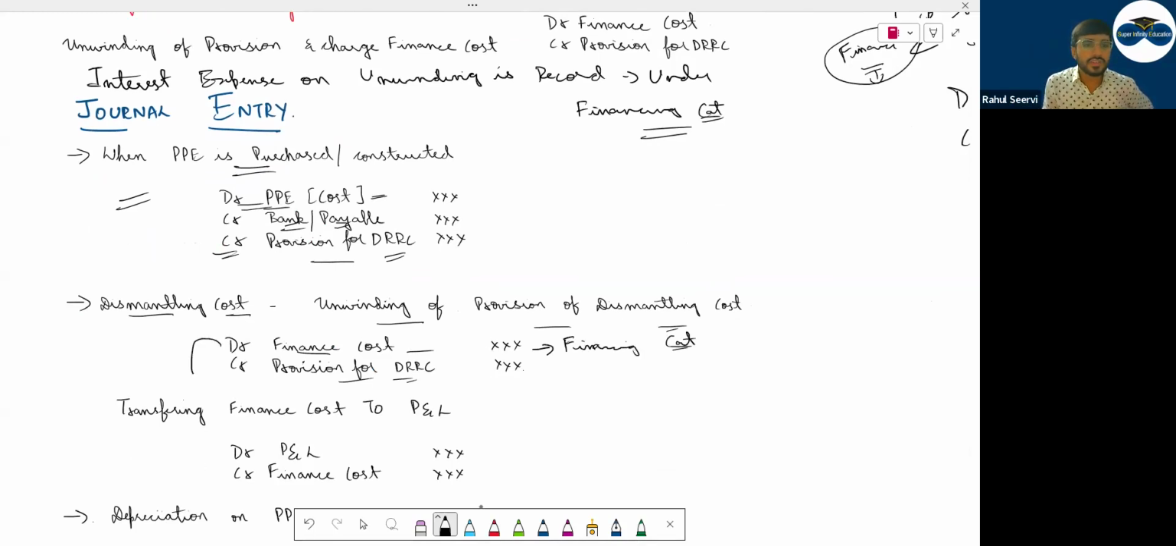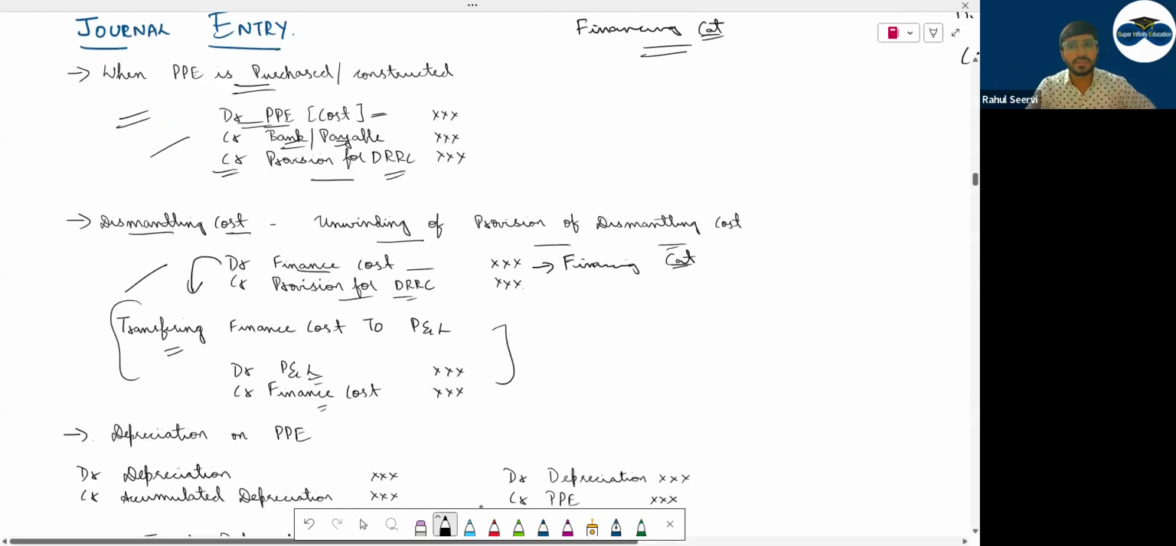Then when you transfer this finance cost to P&L, debit P&L, credit finance cost. You reduce the finance cost balance and you take it into P&L. It's only a transfer entry, but this is important. These two journal entries are important. Is this also clear? The basic journal entries.